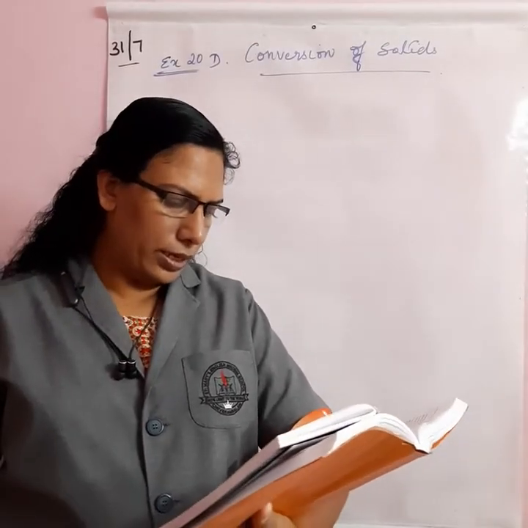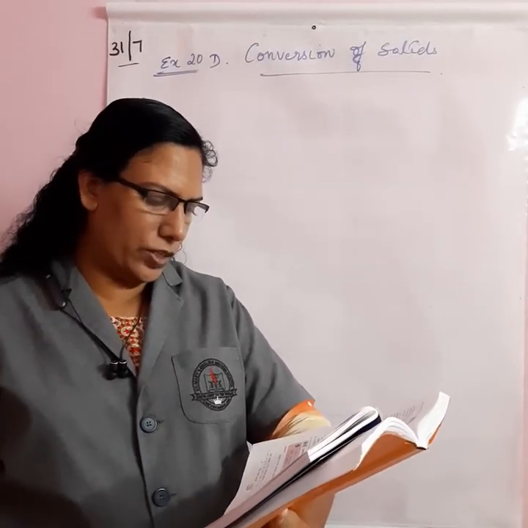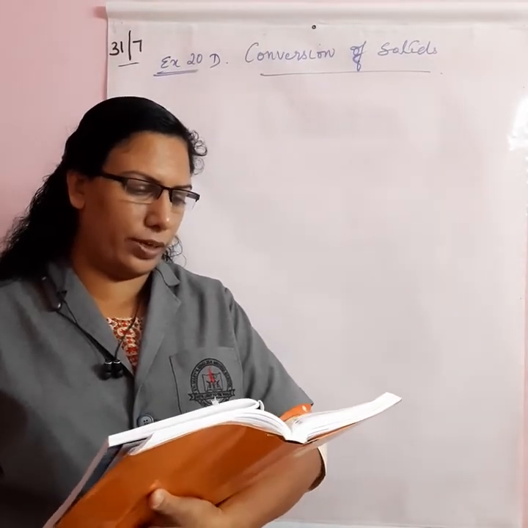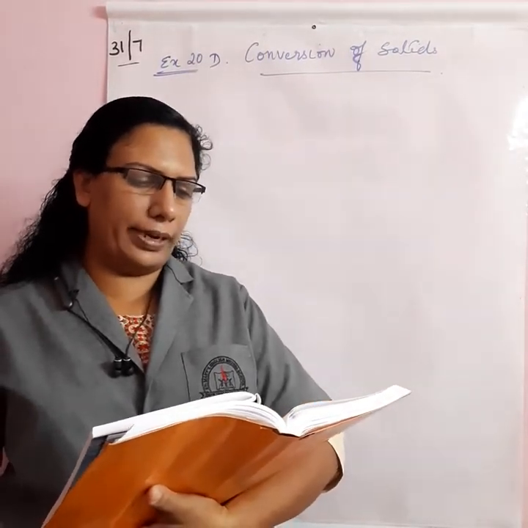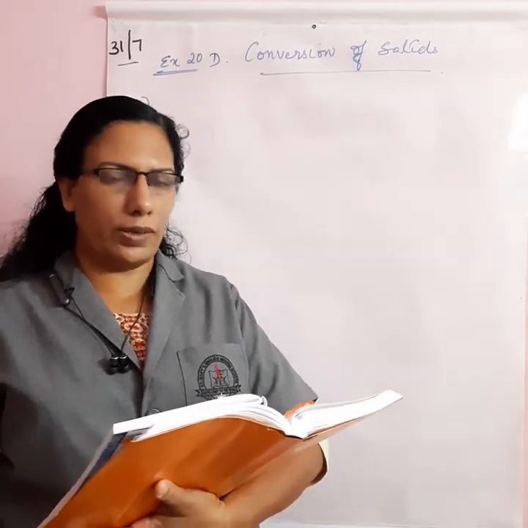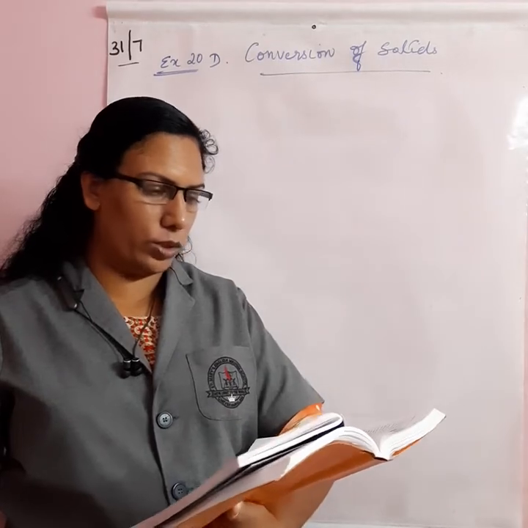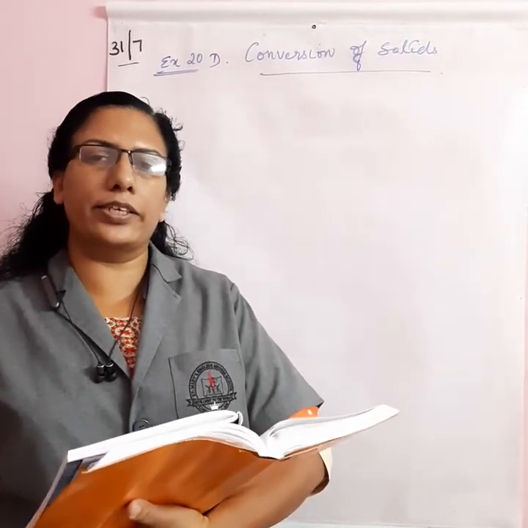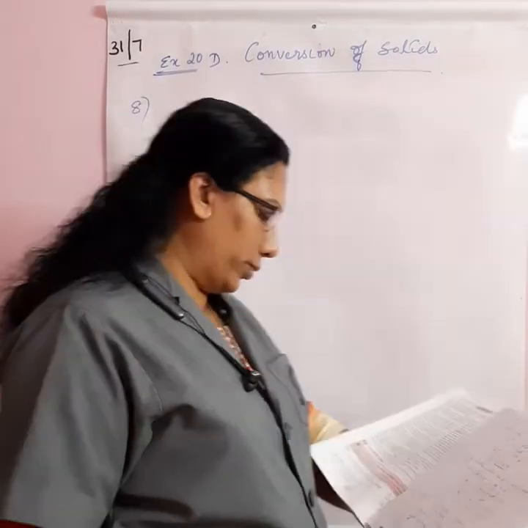Question number 8. A solid cone of radius 5 and height 8, both in centimeter, is melted and made into small spheres of radius 0.5. Find the number of spheres formed. Hope you can do it alone. The volume of the cone will be equal to what? Let the number of spheres be n. n into the volume of a sphere. So we will do that.